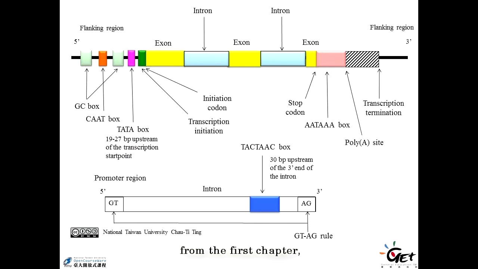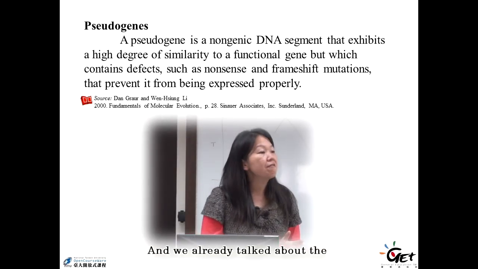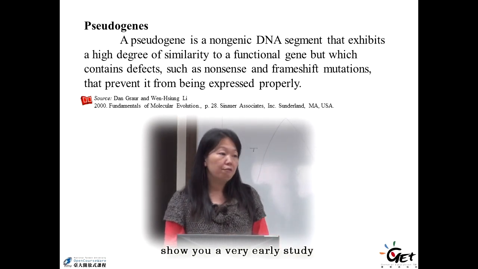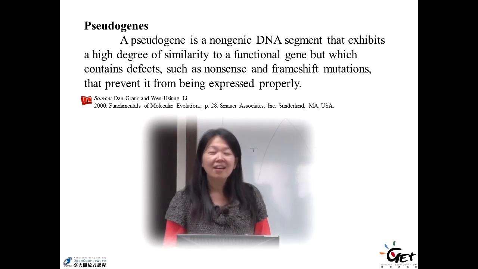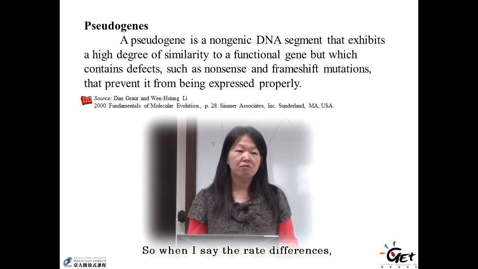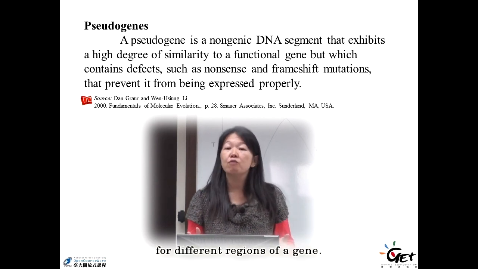And this one we already saw in the first chapter, just to remind you of a gene structure. And we also talked about pseudogenes. Pseudogene is a very popular topic in molecular evolution since very early on, and we already talked about the definition of a pseudogene. In this chapter, we want to show you a very early study that compared, at that time, a large number of genes and tried to understand the rate differences. When I say rate differences, it is the differences in the substitution rates for different regions of a gene.